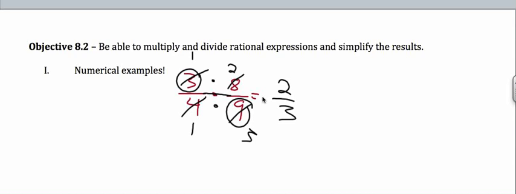Okay, so that's basically what you're going to be doing here too, is you're going to want to look to simplify before you start multiplying everything together. Otherwise, you're just going to make a ton more work for yourself.